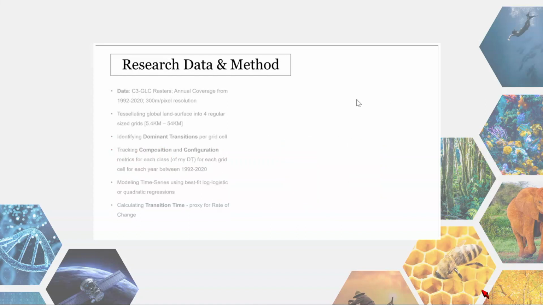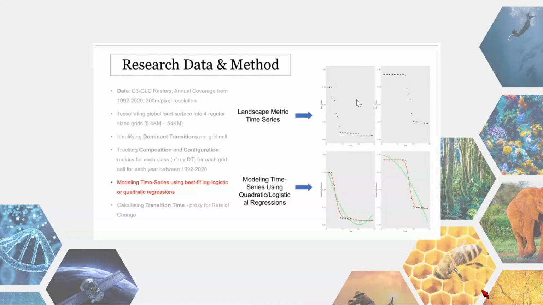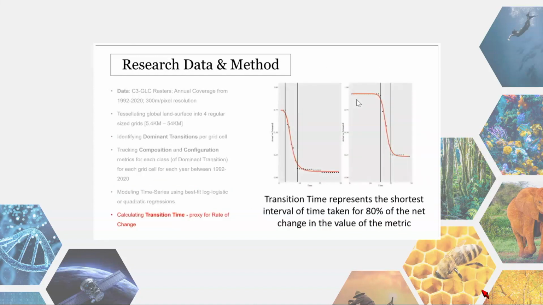Having acquired a time series of these metrics, what I thereafter do is model these time series using both logistic and quadratic curves. And I select the curve that provides me the best fit. And finally, having acquired the best fitted curve, I calculate the transition time for the landscape metric, which is essentially a proxy for rate of change and represents the shortest interval of time taken for 80% of the net change in the value of the metric.